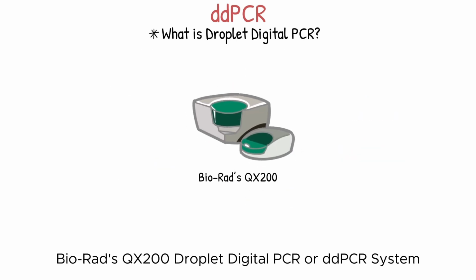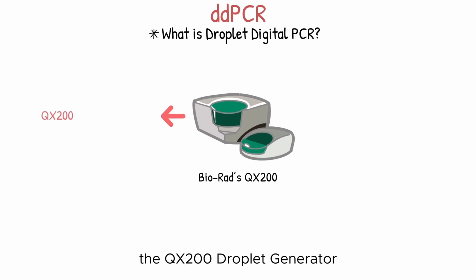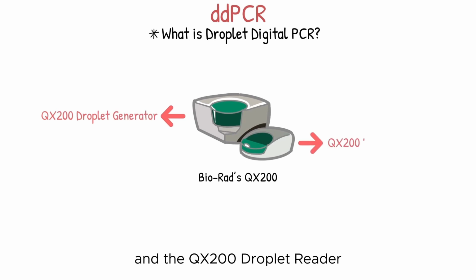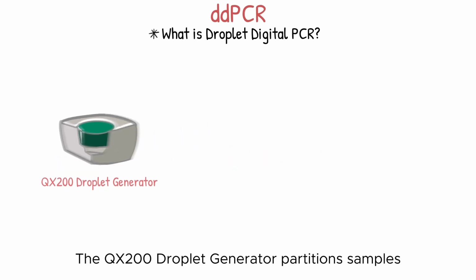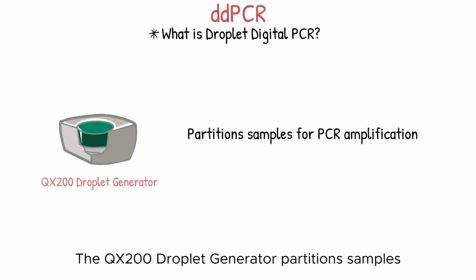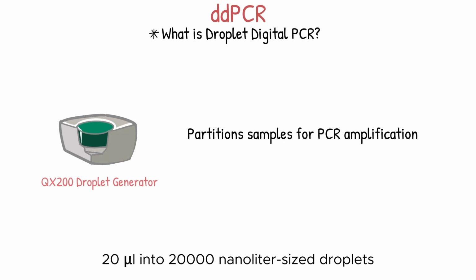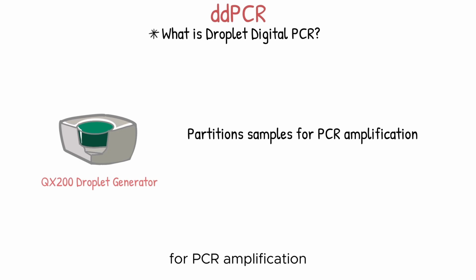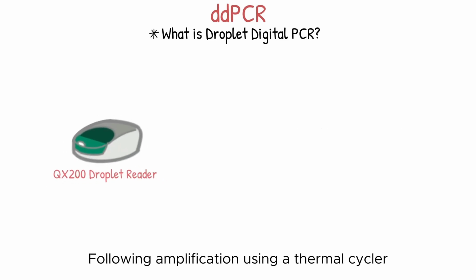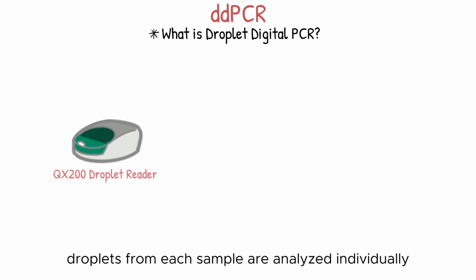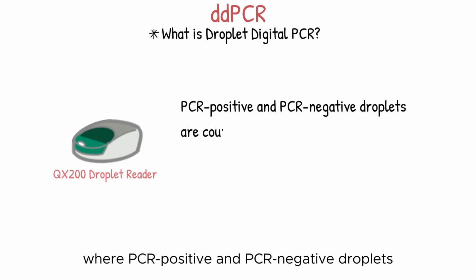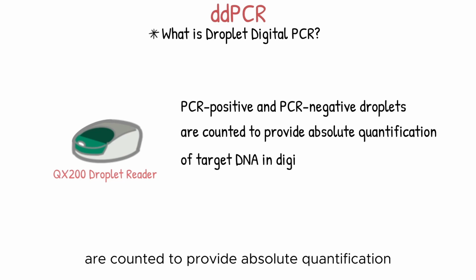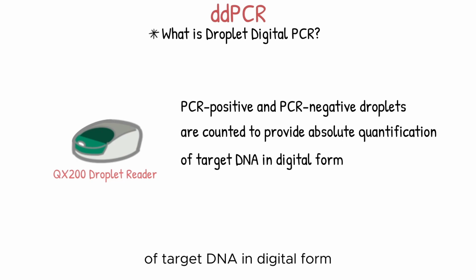Bio-Rad's QX200 droplet digital PCR, or ddPCR, system consists of two instruments, the QX200 droplet generator and the QX200 droplet reader, plus their associated software and consumables. The QX200 droplet generator partitions 20 microliter samples into 20,000 nanoliter-sized droplets for PCR amplification. Following amplification using a thermocycler, droplets from each sample are analyzed individually on the QX200 droplet reader, where PCR-positive and PCR-negative droplets are counted to provide absolute quantification of target DNA in digital form.